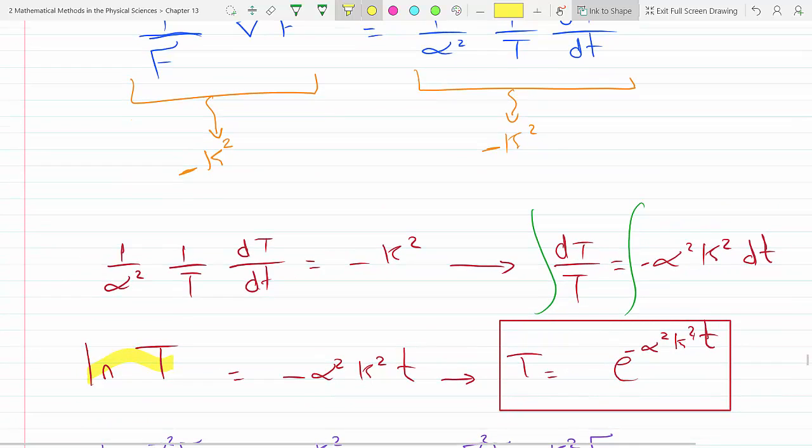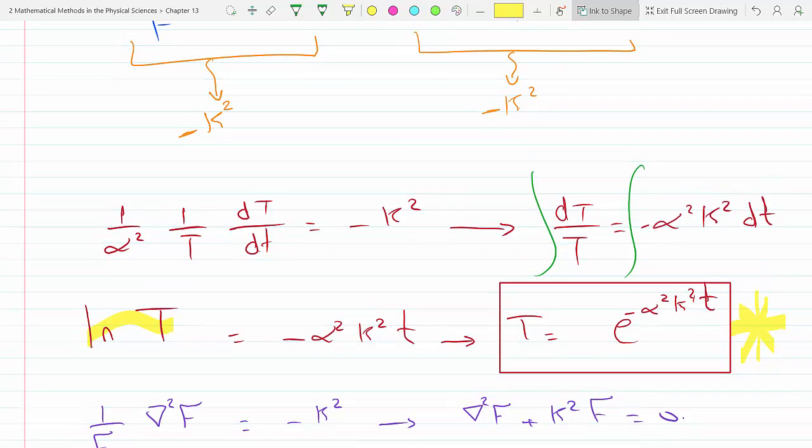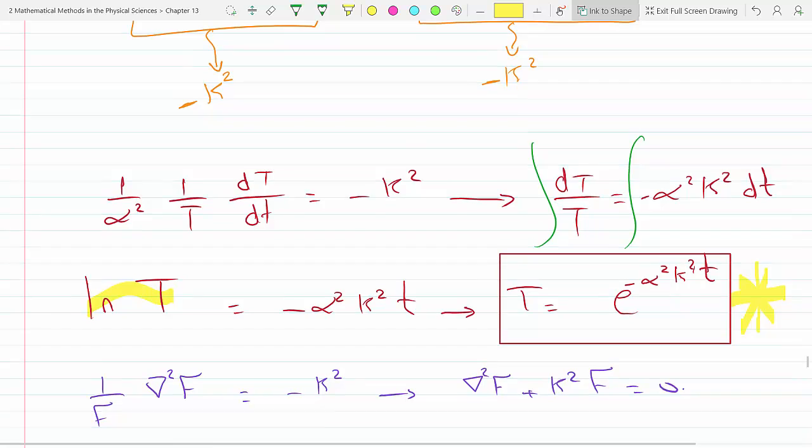Okay, so we are done. So we solved for the temperature. So this is the first part. We achieved the first part of this, minus alpha squared k squared t. Of course, k is still an unknown. You don't know what k is. Okay, so now let's go to the second part.